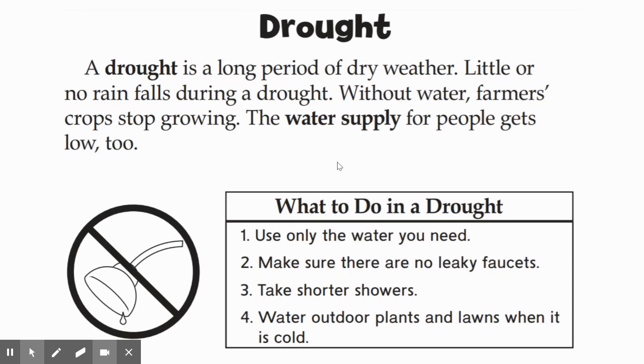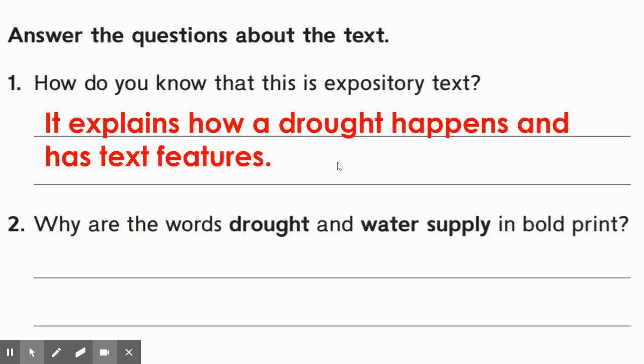Well, there are text features because there is a sidebar, so that's a text feature. There are also bolded words such as drought and water supply. And it gives us information about how something works or what something is. In this case, this article is telling us all about a drought, what a drought is, and how a drought happens. So this is an expository text because it explains how a drought happens and has text features. Go ahead and press pause as you write in your answer, and press play when you're ready.